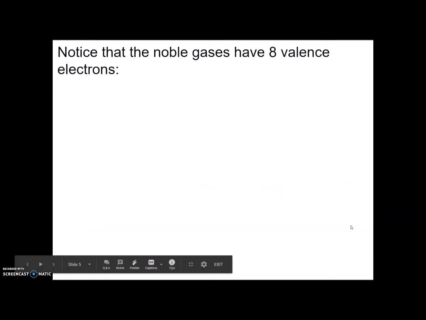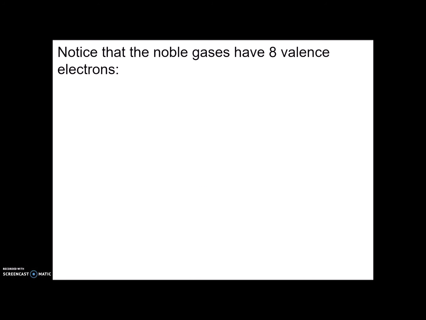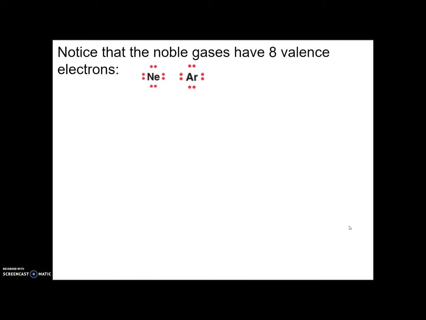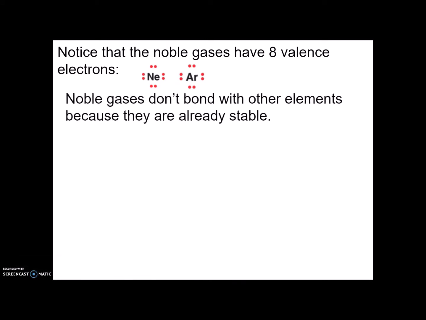Okay, so notice that noble gases, neon and argon, have 8 valence electrons, 8 dots in their dot diagram. Also, you probably recall this from earlier classes, noble gases don't bond with other elements. The reason they don't bond is because they're already stable. They have no need to achieve a different energy state than they already have because they're already super stable as it is.